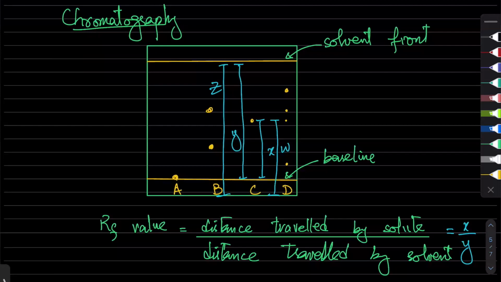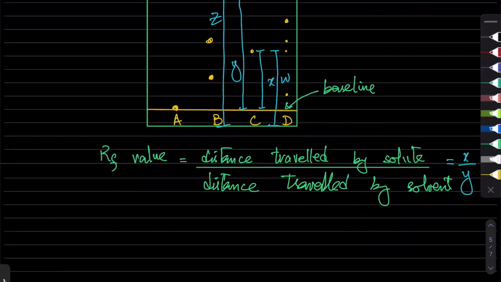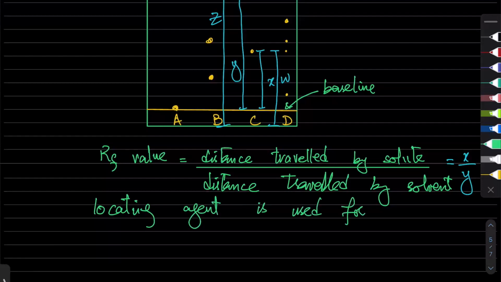Last important point for chromatography is that a locating agent is used for colorless spots. Okay, so locating agent is used if you have colorless spots. That means if you have a spot that does not come up.